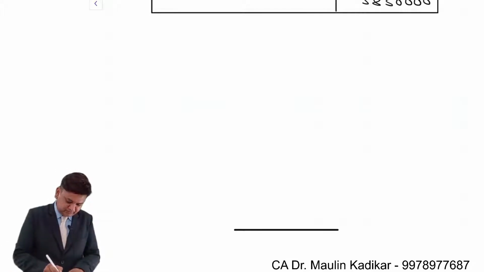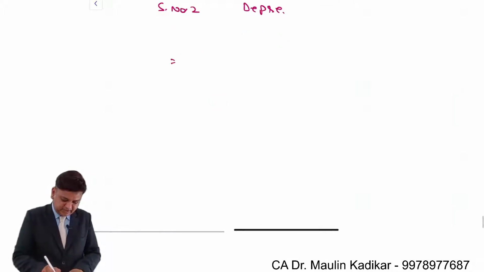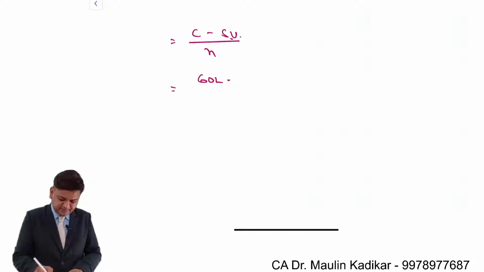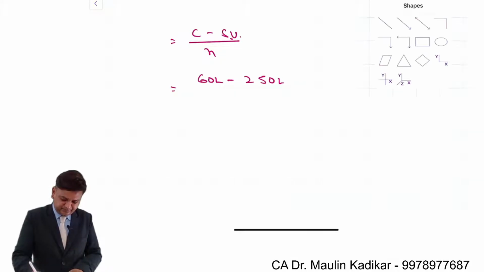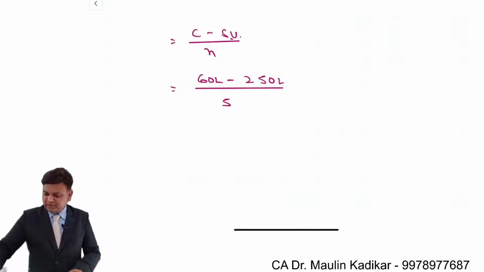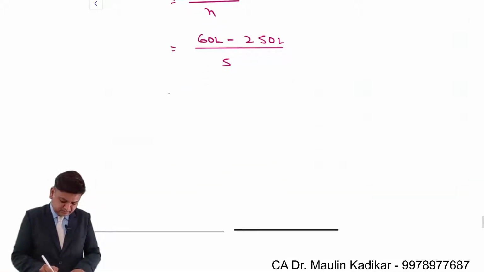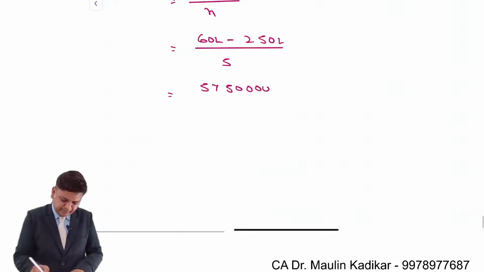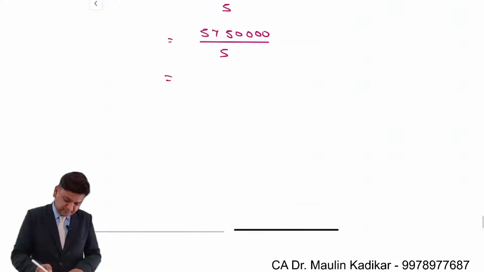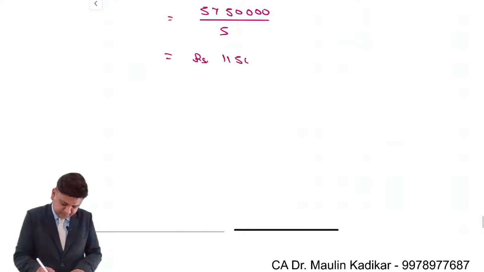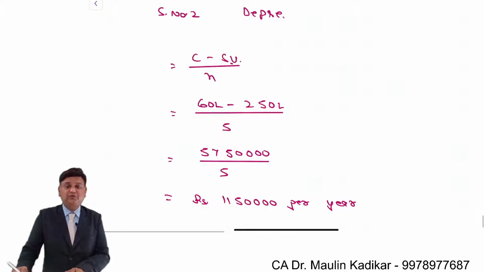So kindly take down the answer, step number 2. In that, depreciation. It is cost minus scrap value divided by number of years. What is the cost of the machinery? Cost of the machinery is 60,00,000. What is the scrap value? 2,50,000. And what is the useful life? 5 years. So 60 minus 2.5, so it is 57,50,000. Divide by 5. That comes to 11,50,000 per year. This is the way the depreciation will be found from year 1 to year 5.